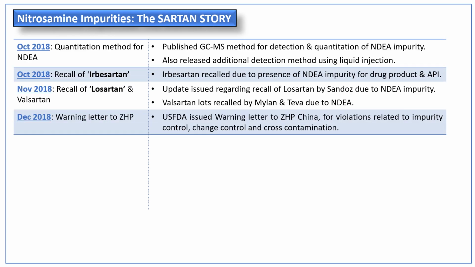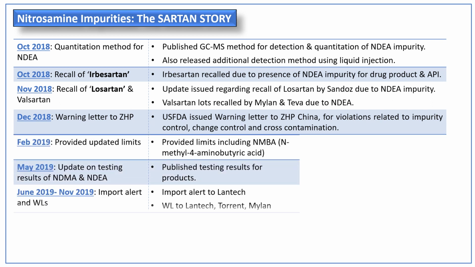In October 2018, USFDA published the GC-MS method for the NDEA impurities. Later, there was a recall of irbesartan due to NDEA impurities. Then there was a recall of losartan and valsartan, and the USFDA issued a warning letter, right, to ZHP.